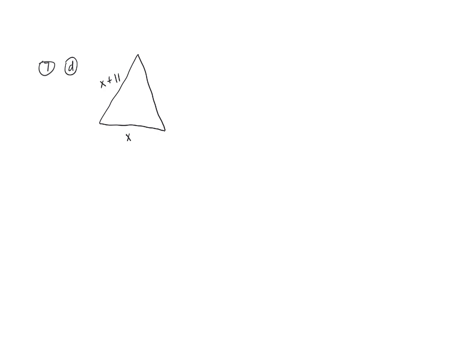And then the third side is 6 feet more than twice the smallest side. So 6 feet more than means plus 6, and twice the smallest side is 2x. So 2x plus 6 is the third side. Find the lengths of all the sides. We know that the perimeter is 97, so we're going to add up all these pieces. We have an x from the bottom plus x plus 11 from the left and 2x plus 6 from the right. And that's equal to 97.